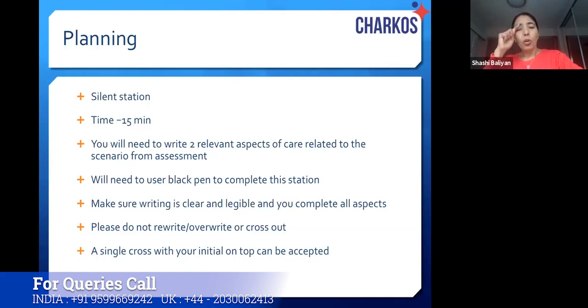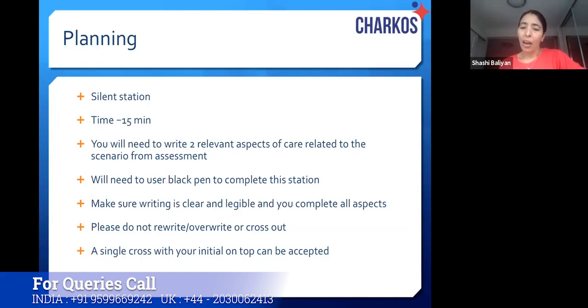Okay, so when you go into the planning station, you will be given a black pen. Everything that you write, you will write with a black pen. And you have to make sure that your writing is clear and legible, because if they can't read what you have written, then there is no point in writing.